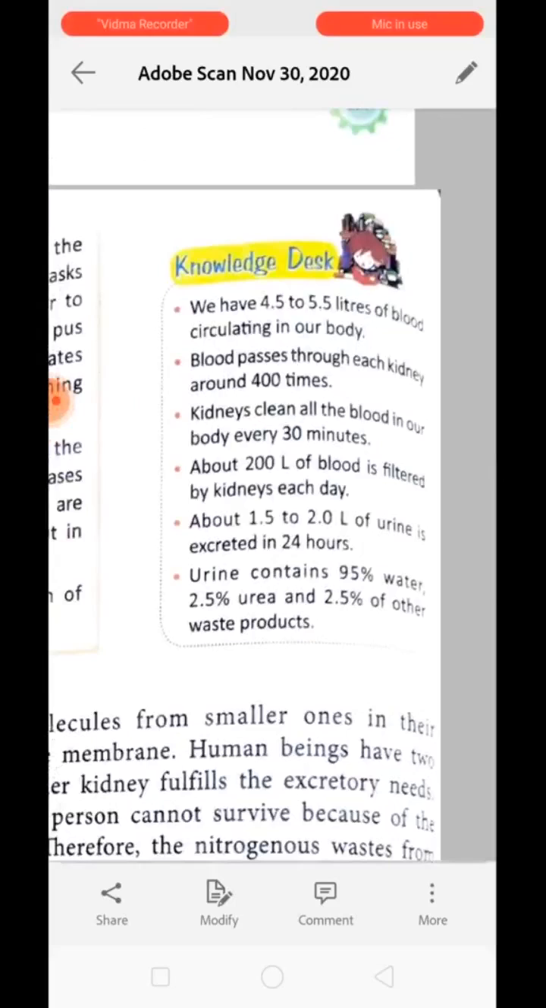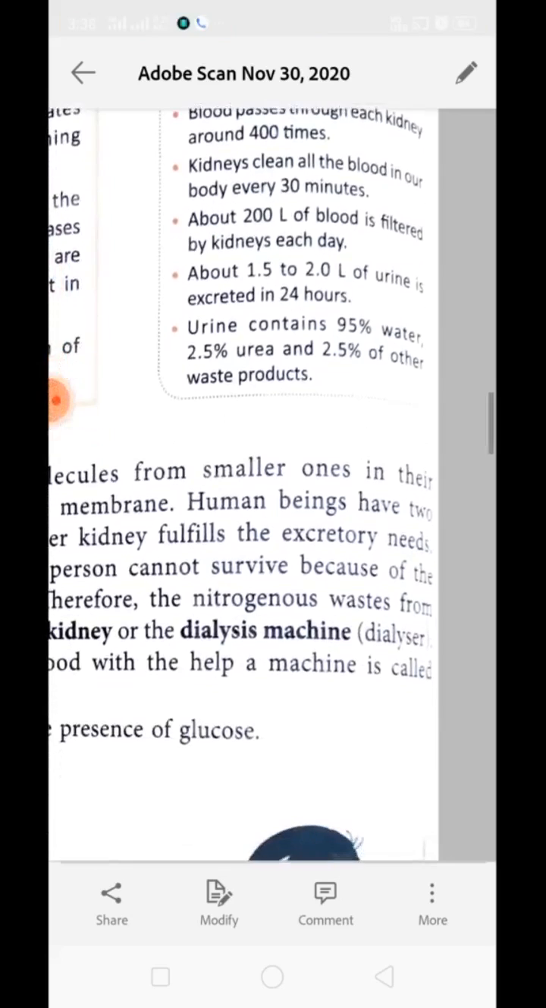Now, we have 4.5 to 5.5 liters of blood circulating in our body. Blood passes through each kidney 400 times. The kidneys clean all the blood in our body every 30 minutes. About 200 liters of blood is filtered by each kidney per day, and 1.5 to 2 liters of urine is excreted in 24 hours. It means we excrete approximately 1.5 or 2 liters of urine every day.